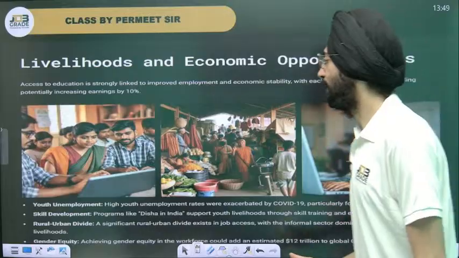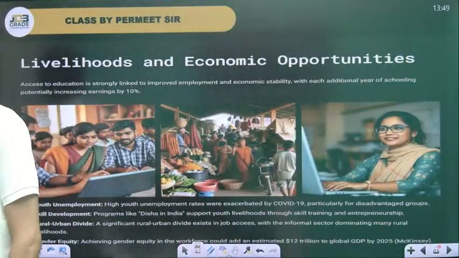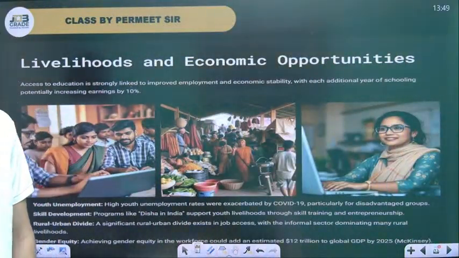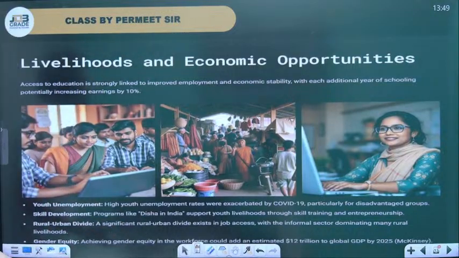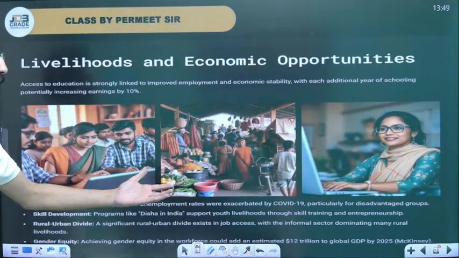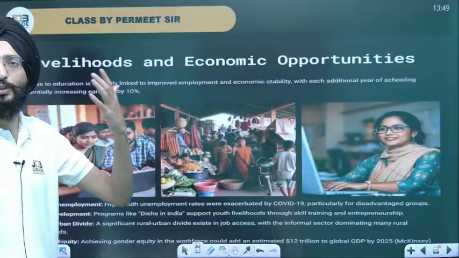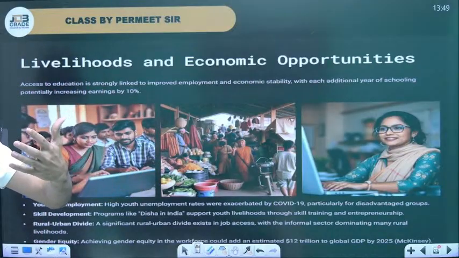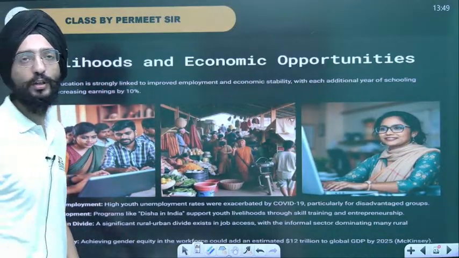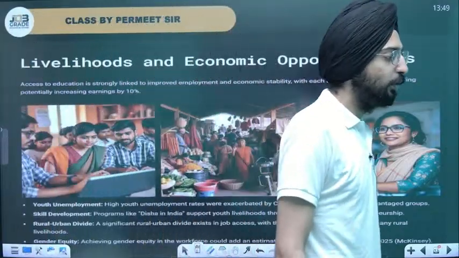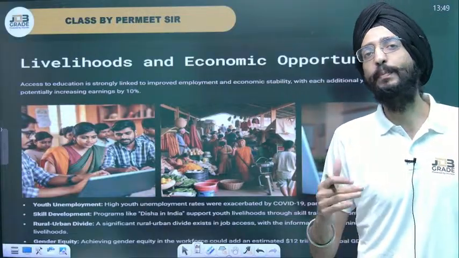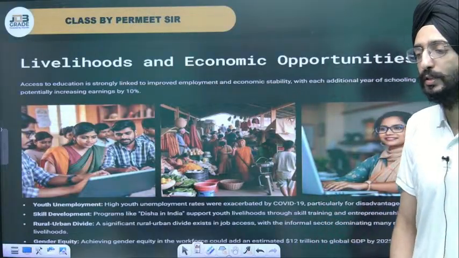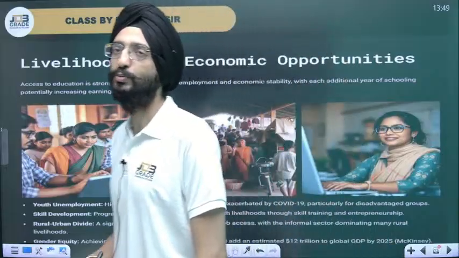Livelihood and economic opportunities, youth unemployment. This leads to less access to education, and when there is ill health, you won't get any sort of employment. There has been structural unemployment as well. High youth unemployment was exacerbated by COVID-19, particularly for disadvantaged groups. Because there has been no updating of the courses, people are not getting an updated curriculum. They are not ready for the current market, which is skill based, not degree based. I hope you get this point.